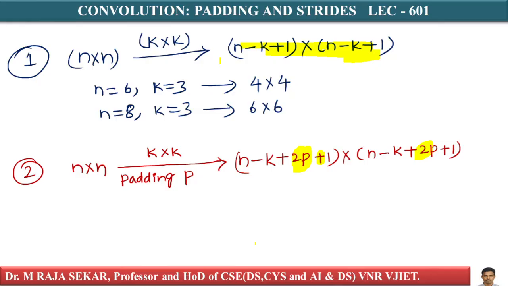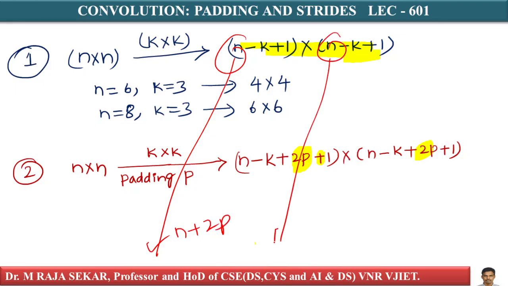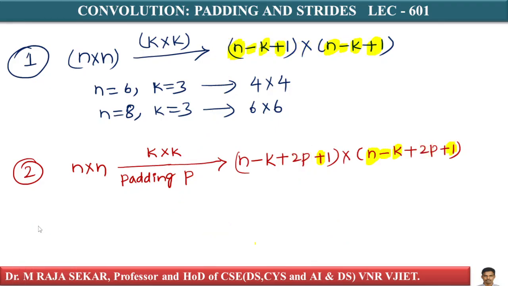Why is it so? Because your n has changed because of padding, isn't it? Because of padding, this n is converted into n plus 2p. Here also, because of padding, your n is converted to n plus 2p, isn't it? That's what it says. Just see, your n is converted into n plus 2p.